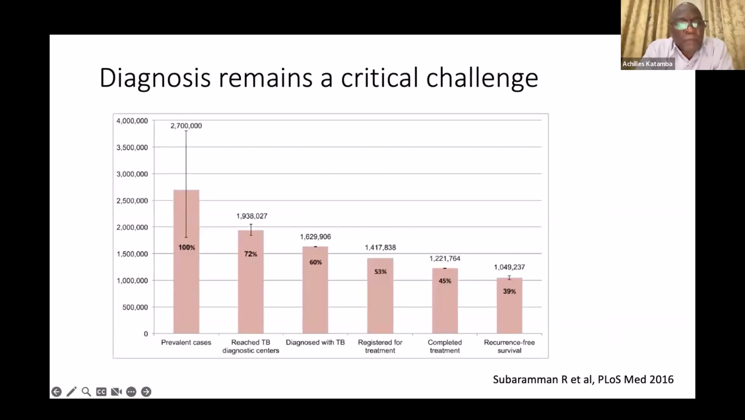Yeah, so the critical challenge of TB diagnosis has been shown in the cascade of TB care, which was done in India. It really showed that there are many prevalent cases of TB in the community. However, out of those in the community, few reach TB diagnostic centers. And of those who reach, few are diagnosed with TB. And finally, even fewer, like 53% in the cascade of care for TB in India, really were registered for TB treatment. So there is a loss of TB patients all along the cascade, as you can see. This story is not different from my country, Uganda, though we have not had a critical analysis, but we are losing patients from the time of diagnosis to the time of holding the people on TB treatment.